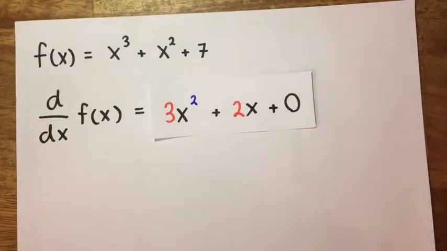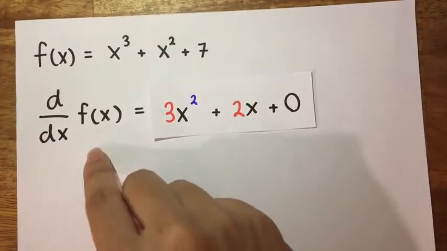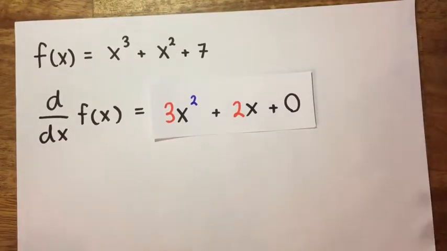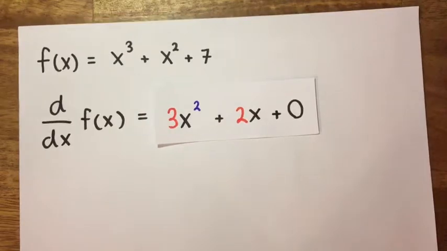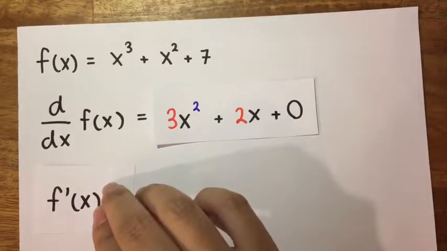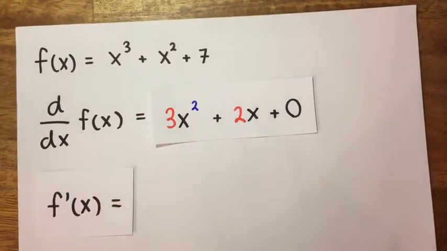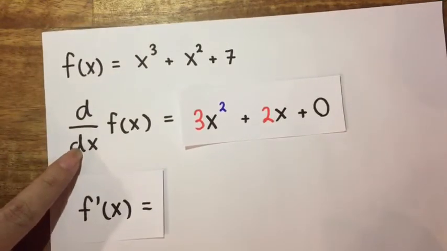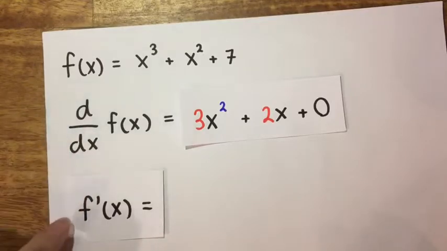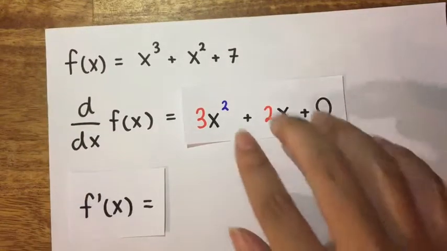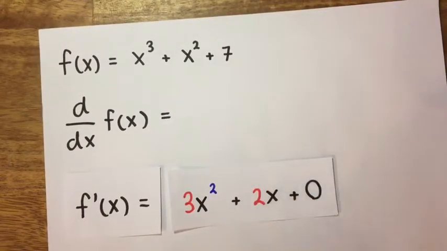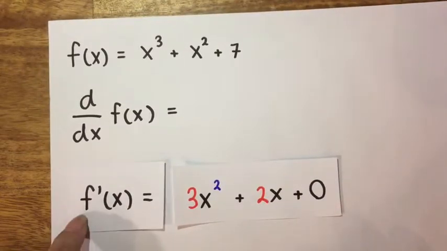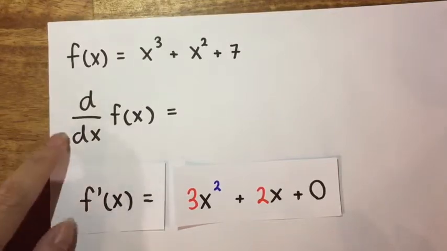So deriving f of x will give you this, and it can also be written in another way, which is f prime of x. f prime of x gives the same meaning as deriving f of x. So f prime of x also equals 3x squared plus 2x plus 0. Remember to write prime for deriving.